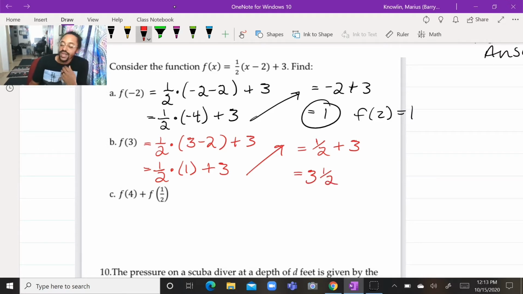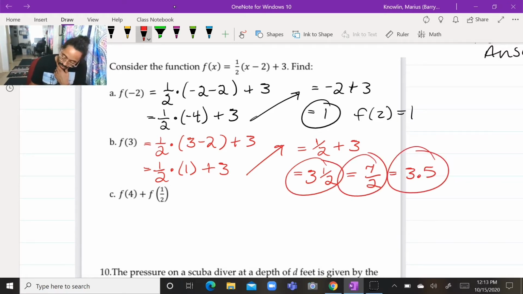Or we can write it as an improper fraction, which is going to say 7/2. Or as a decimal, this would be 3.5. So it's good to know all three ways, but either way, that's a final. All three of these are the same final answers, okay? And there's just 3 different ways to write it. Now let's take a look at part C.